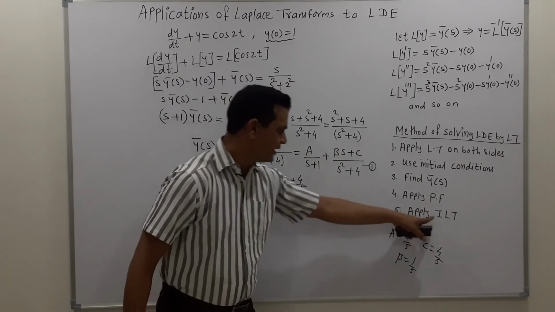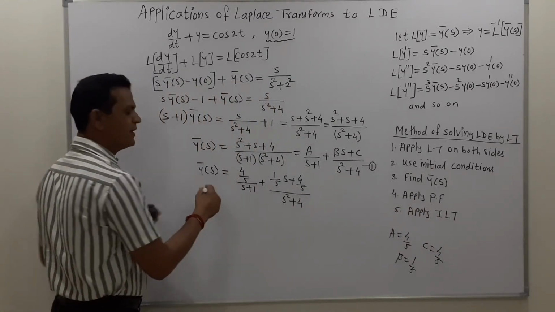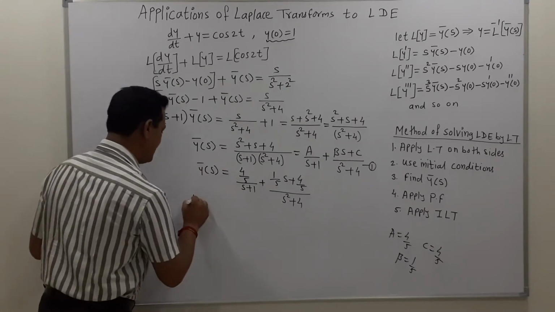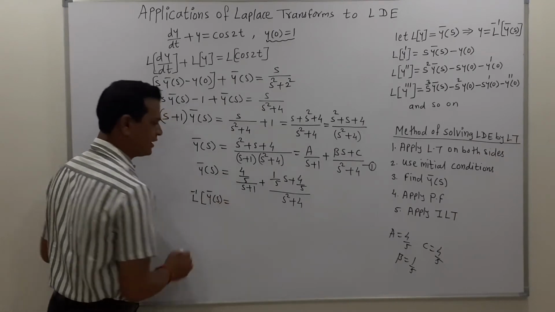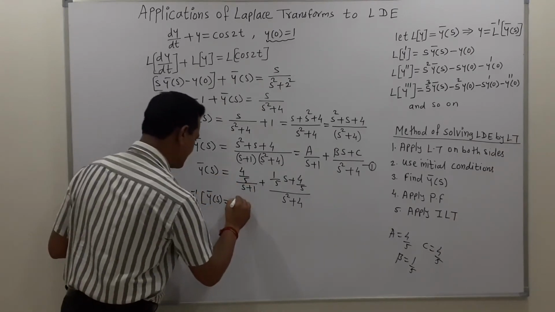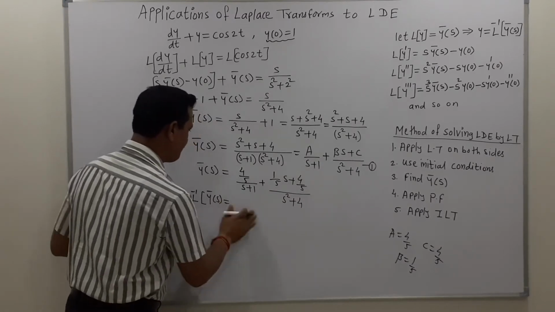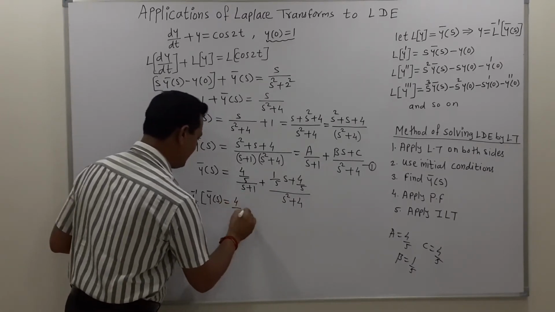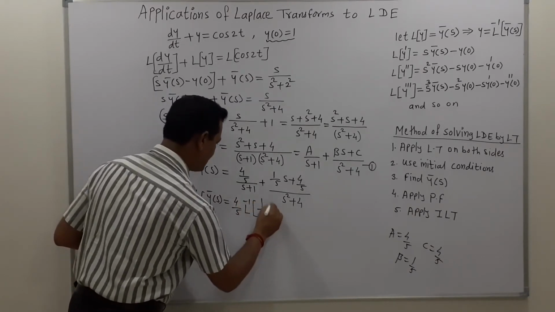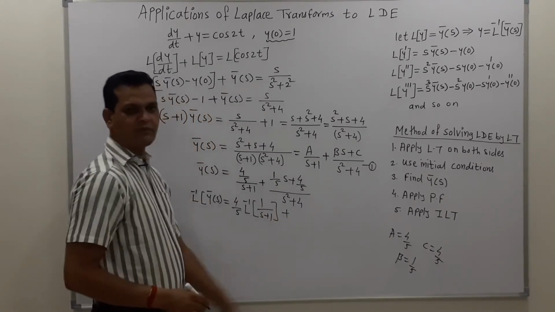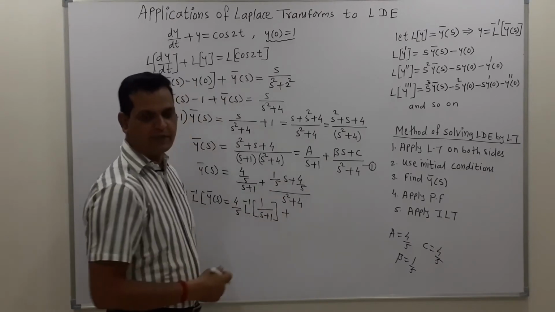Friends, apply inverse Laplace transformation to both sides so that we will reach the final answer. So if we apply the inverse Laplace transformation, then we get the inverse Laplace transformation of y bar of s is equal to. Now just directly apply this concept. If we take 4 upon 5 constant common, we can write this as 4 upon 5 into inverse Laplace transformation of 1 upon s plus 1 plus, friends, this denominator is common. So this is the first term and this is the second term. We can split this into two parts.